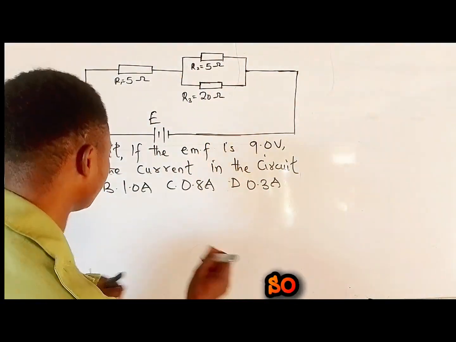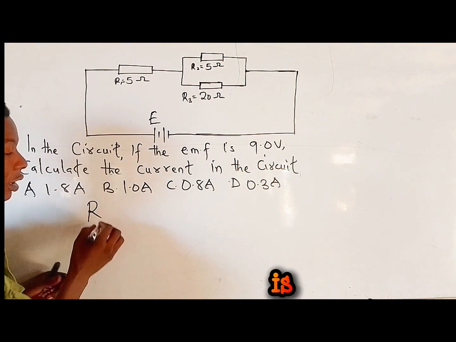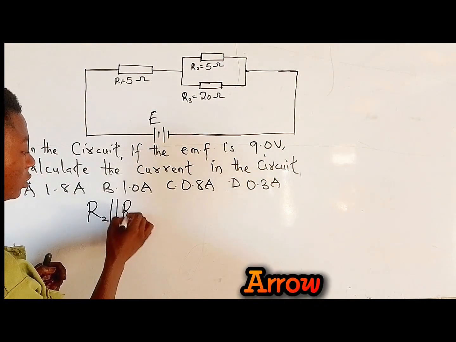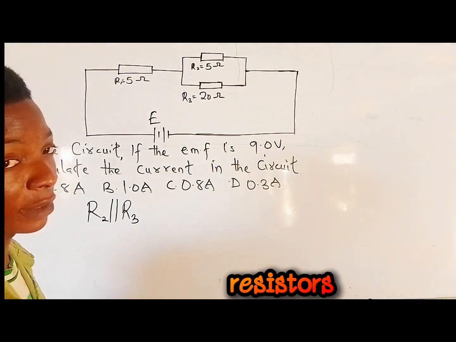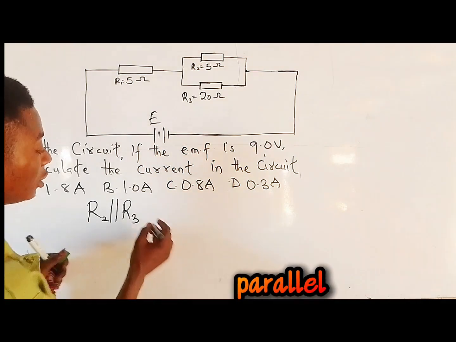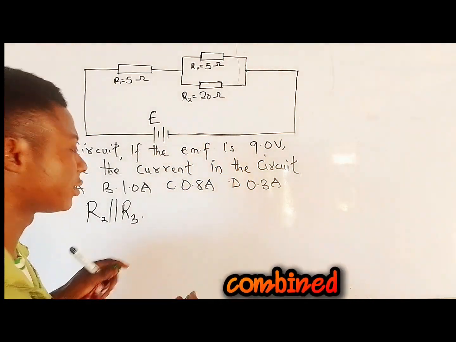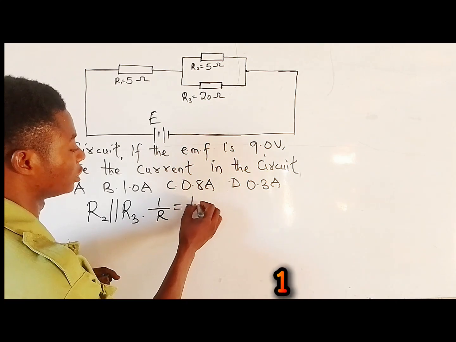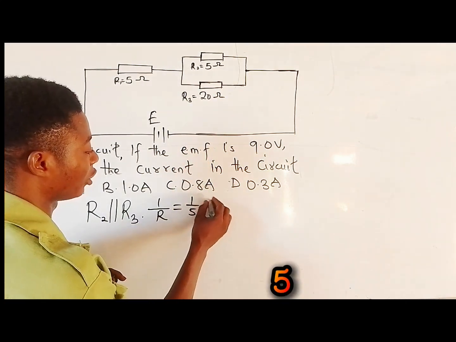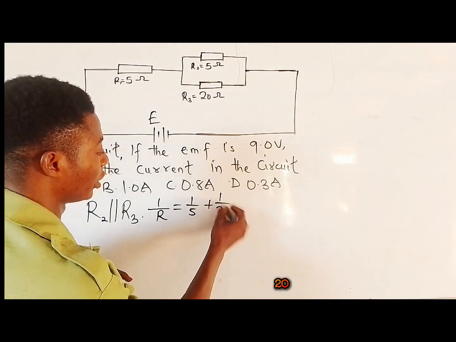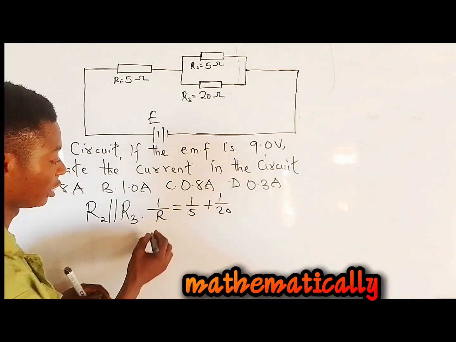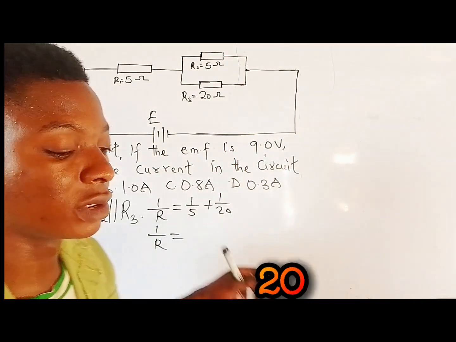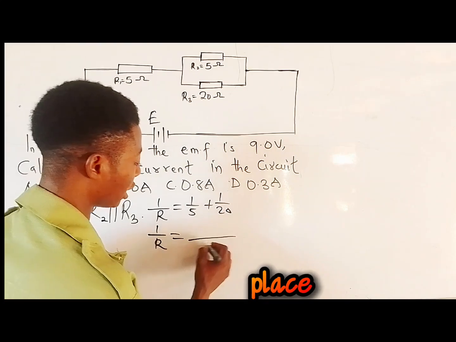Now, let's start with that. If it is theory, you should show working. R2 is parallel to R3, so these two resistors are in parallel. If two resistors are in parallel, to get the equivalent resistance, we use the formula 1 divided by R equals 1 divided by R2, which is 5, plus 1 divided by R3, 20. So we solve this mathematically. 1 divided by R will be, the LCM of 5 and 20 is 20. So we place the LCM below.